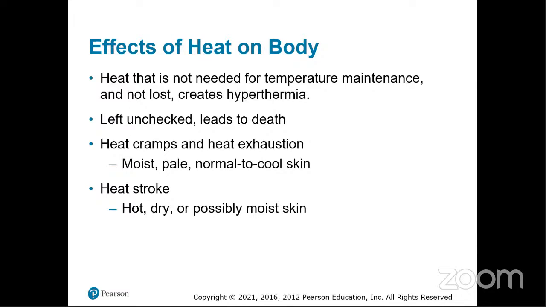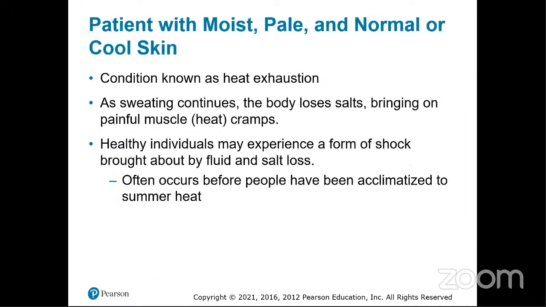Usually the moist skin will go away quickly, and then it'll just be that hot, dry skin. A patient with moist, pale, or normal color skin has heat exhaustion. Sweating continues, the body loses salts, and you get those muscle cramps. Also, we'll talk about it in a second.